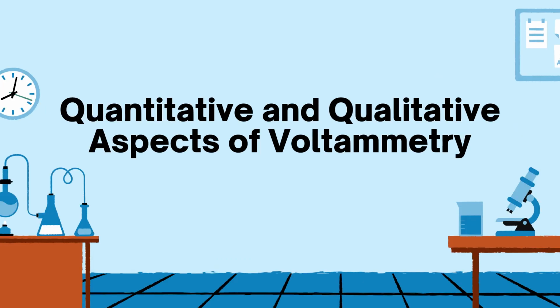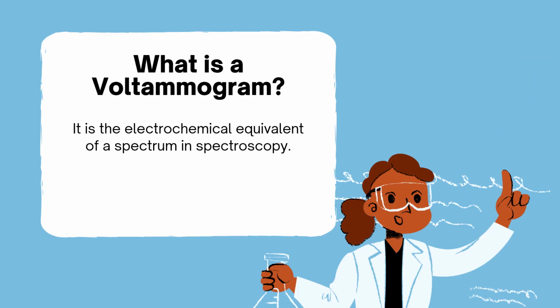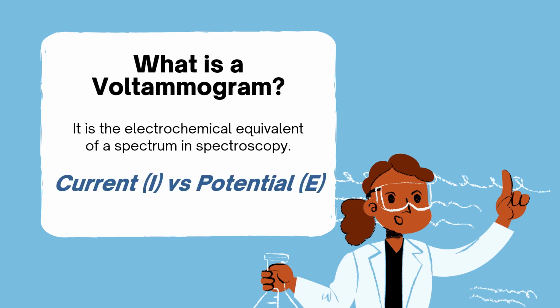In this section, we will discuss how quantitative and qualitative information may be extracted from a voltammogram. But first, let us know what is a voltammogram. In simplest terms, a voltammogram is described as the electrochemical equivalent of a spectrum in spectroscopy. It is essentially a plot of the current I flowing through the electrochemical cell versus the applied potential at the working electrode.